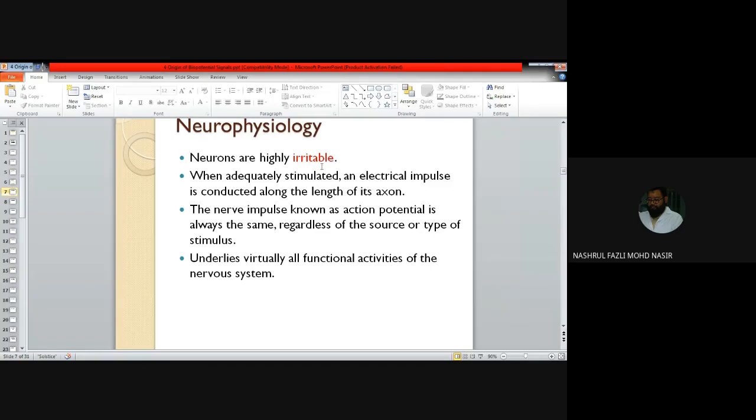Neurons are highly irritable. When adequately stimulated, an electrical impulse is conducted along the length of the axon. So it sounds easy, but you know that in our body there are maybe billions of them. So this is very complex, but from there we have all our movement, we have our sensory, and so on.